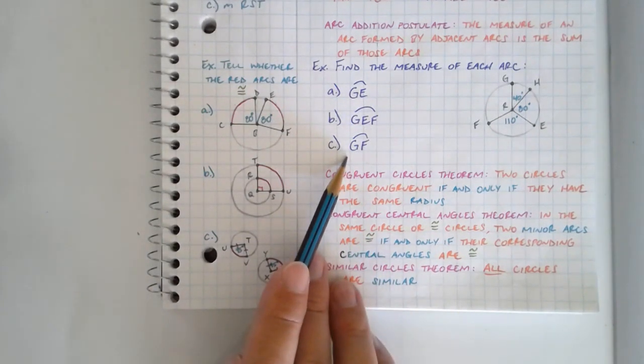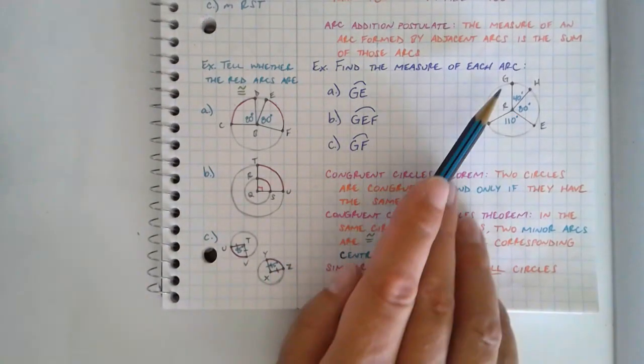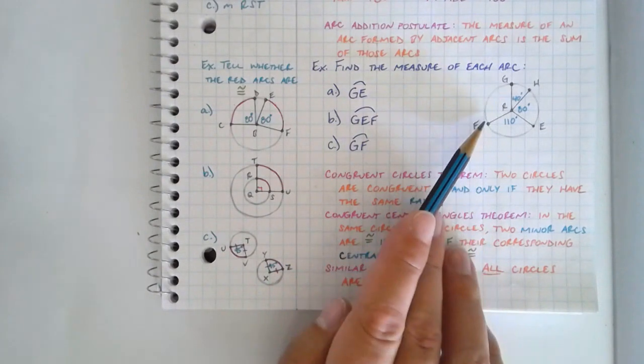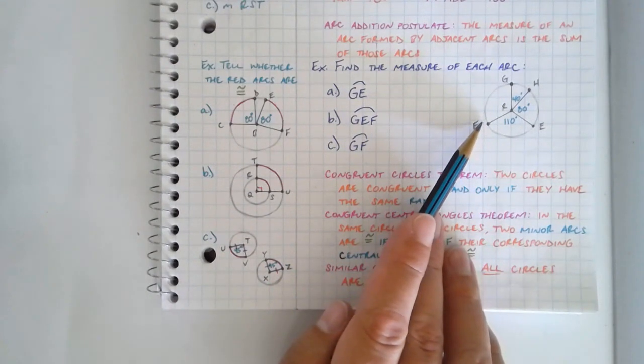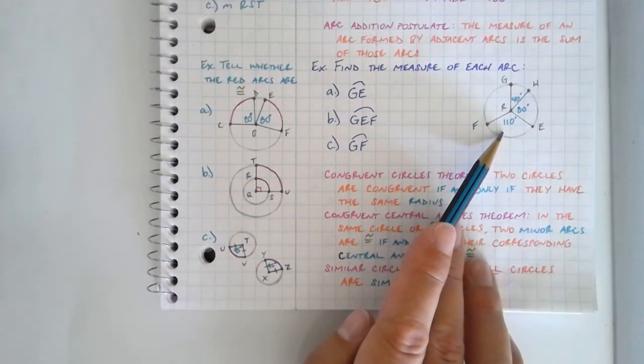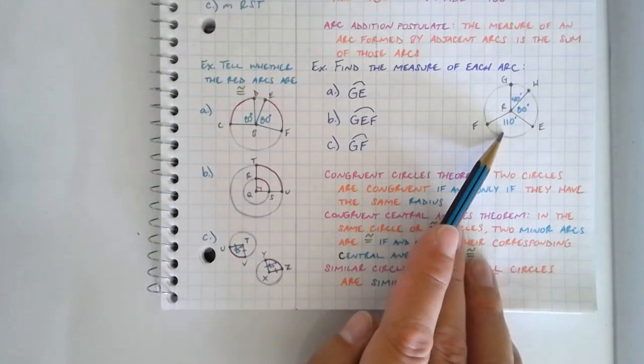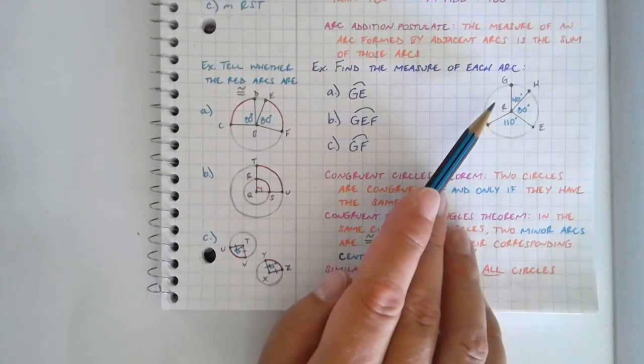Part C, minor arc GF. This ends up being the one slice that I wasn't given the information for. So G to F is this slice over here on the left. Again, if you want to show work, you could say, all right, 40 plus 80 plus 110. If I subtracted that from the 360 total, that left me with the 130 degrees.